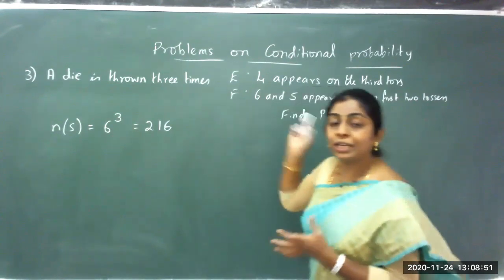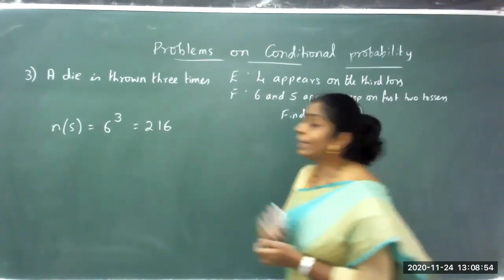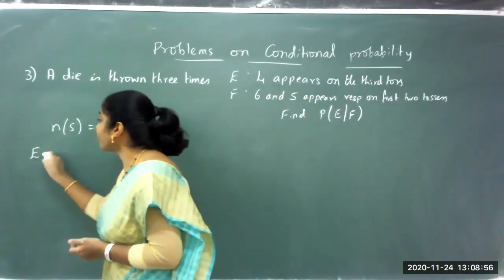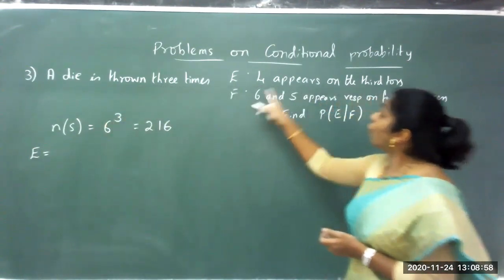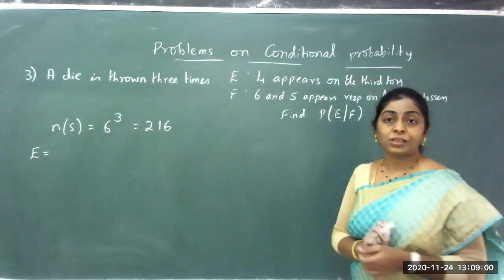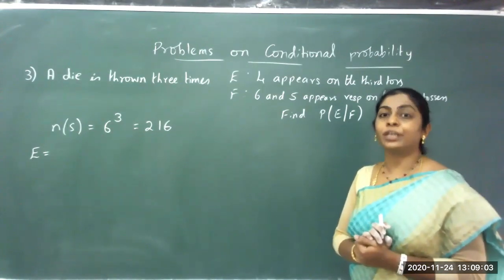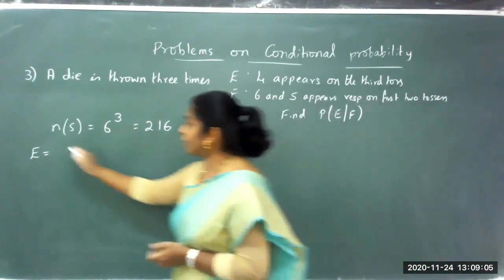But when I come to the events, let me define it. When I take the first event E, what does it say? 4 appears on the third toss. On the third toss, I should get 4. What are the possibilities? Let me see.